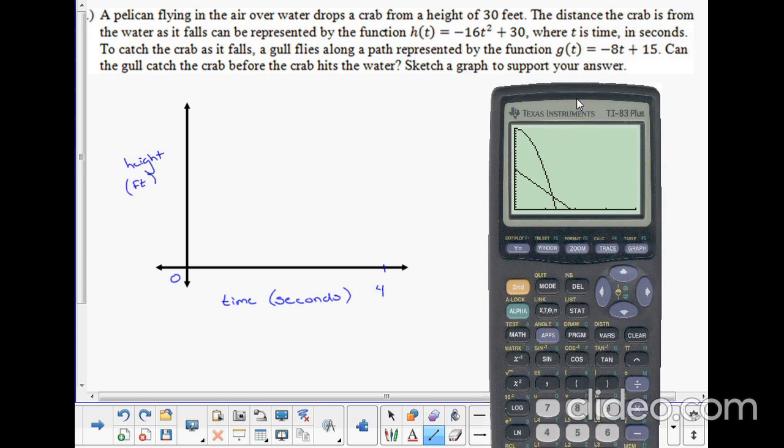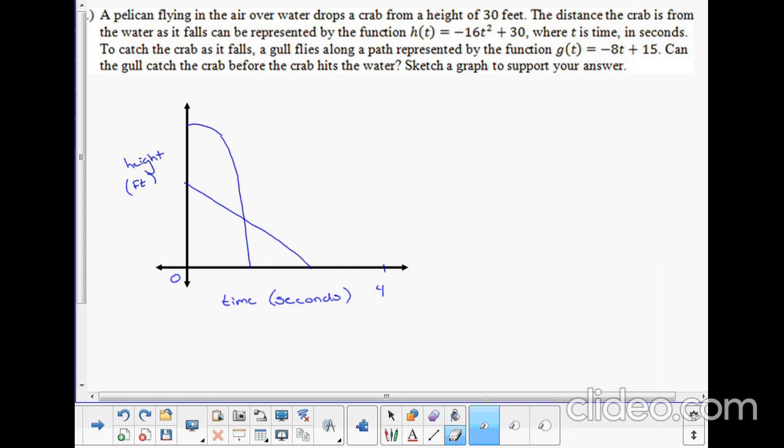So I'm going to sketch in my two curves. This parabolic curve here is the crab. We're going to call this h of t, as it was represented in the equation. Let me move where h of t is, just so we know which one it represents. And my linear line here is g of t, which is the gull.